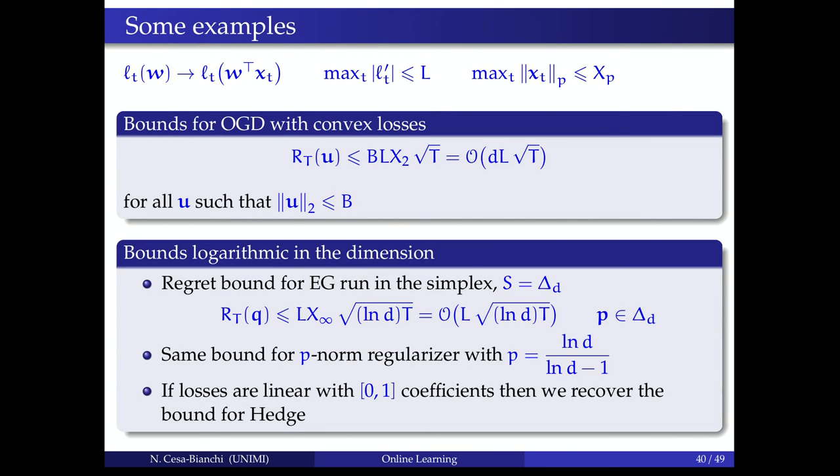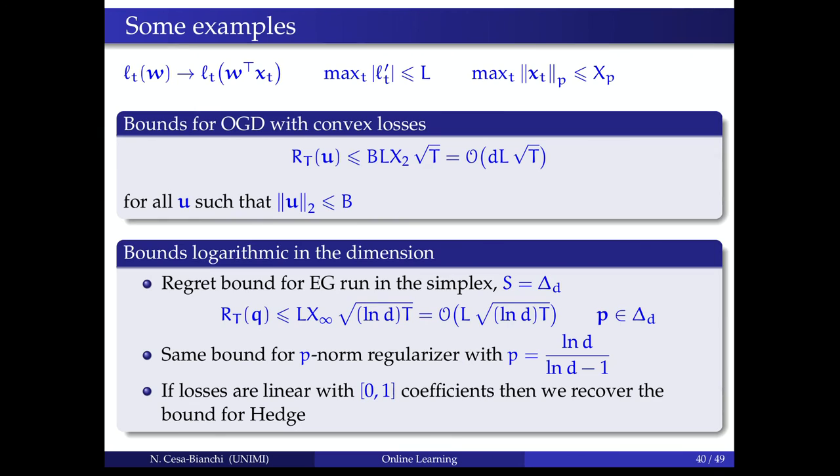So now what happens if I run EG? I change the geometry of the space. Well, now I'm playing my game in the simplex. Because I've changed the geometry, I have a logarithmic dependence on the number of dimensions. And instead of the Euclidean norm of distances, I have the infinity norm of distances. So altogether, I get a bound of this form, which holds for elements in the simplex.